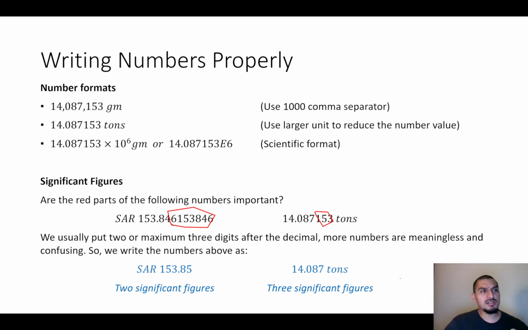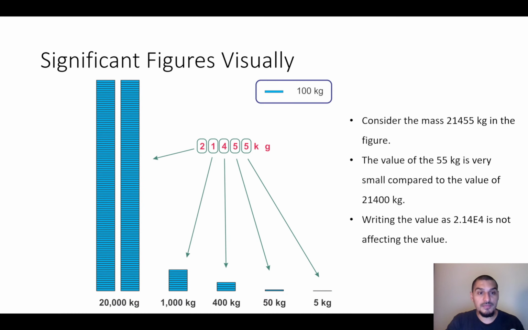Just one demonstration to show you why the significant figures are important, or that we are not losing something significant by limiting ourselves to 2 or 3 significant figures. Let's look at this number. The number that we have is 21,455 kilograms. Okay, so what we have here is a representation of the quantity of each one of the digits. So this is the 2, which is 20,000. So this is a very big part, the left part here.